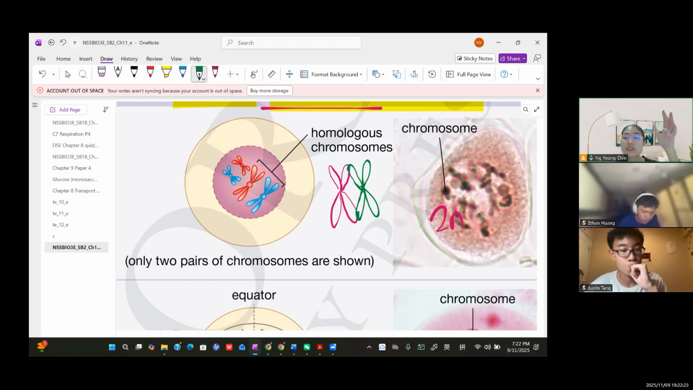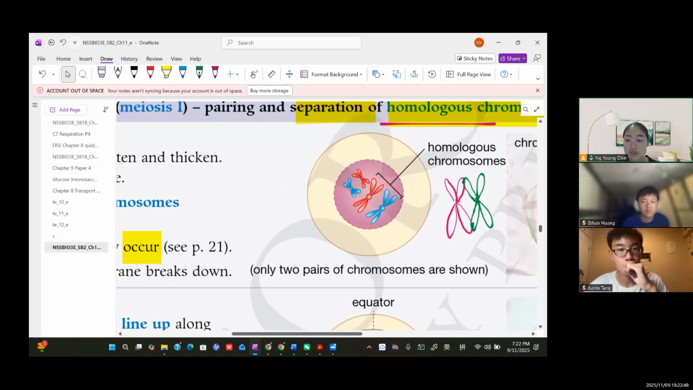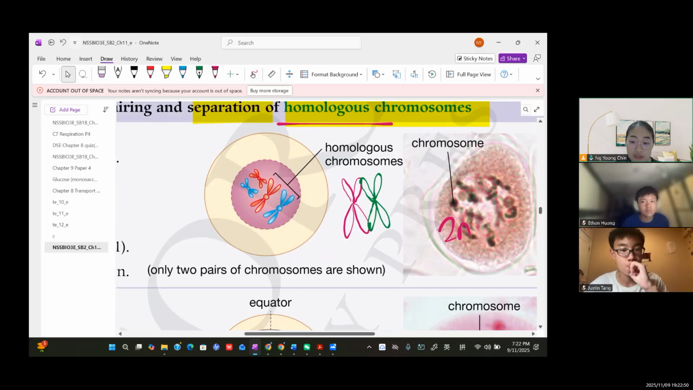So what will happen is, and this is very important, we call this process where the chromatids just contact each other the crossing over. Due to the pairing up of the homologous chromosomes, you will have the crossing over. So what is meant by crossing over? The crossing over is referring to this one. Like this one is crossing over.